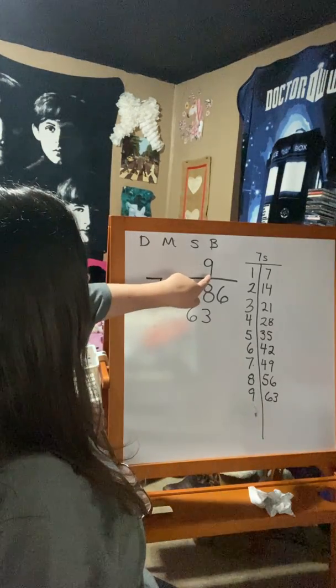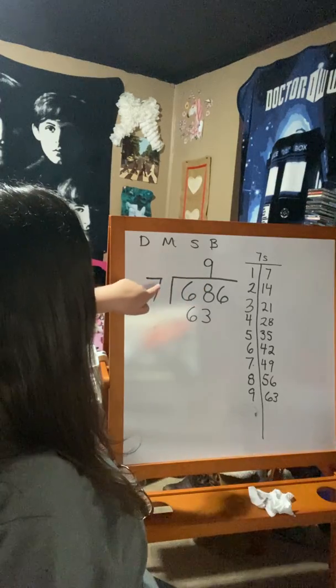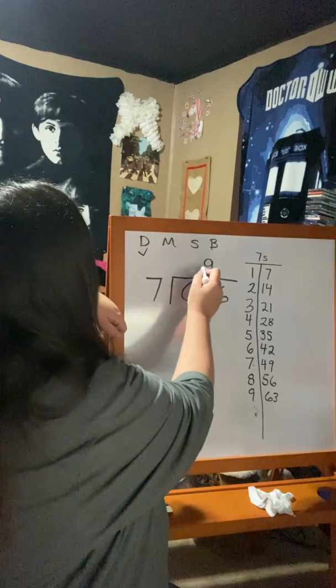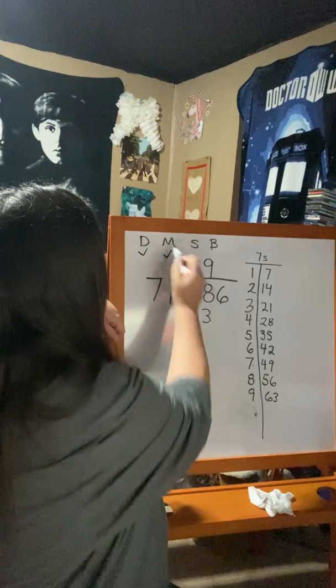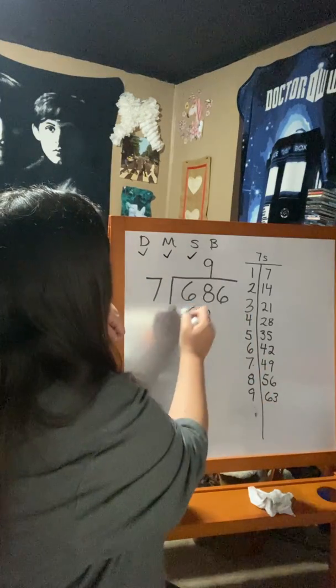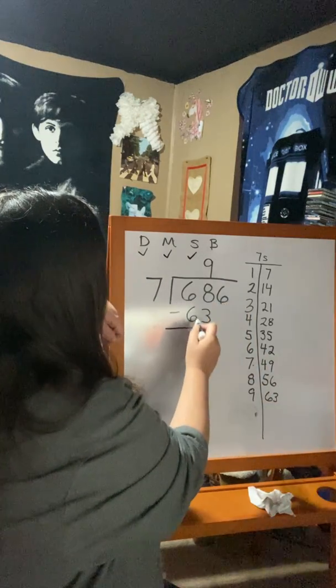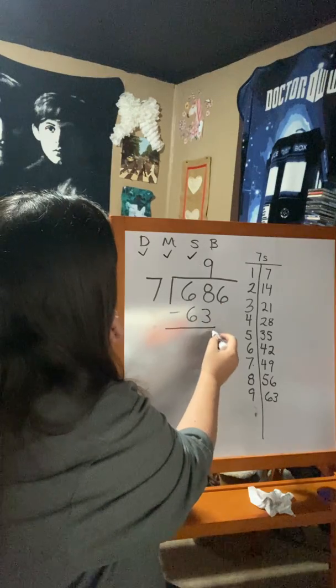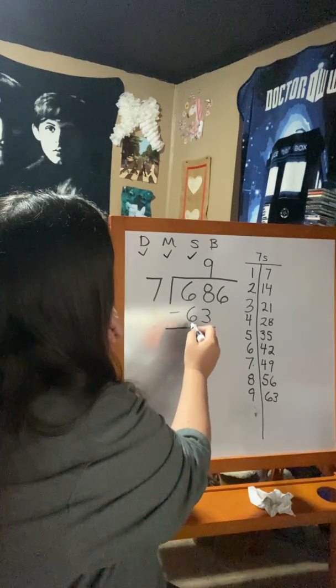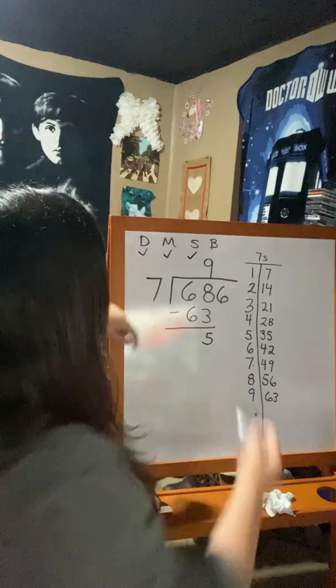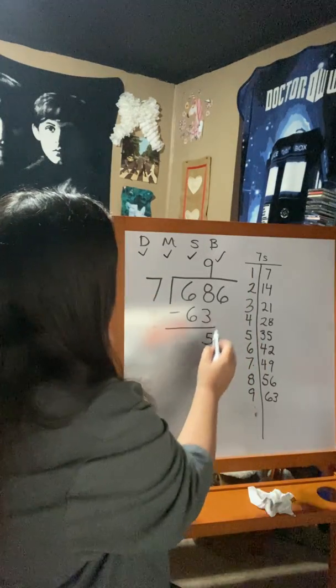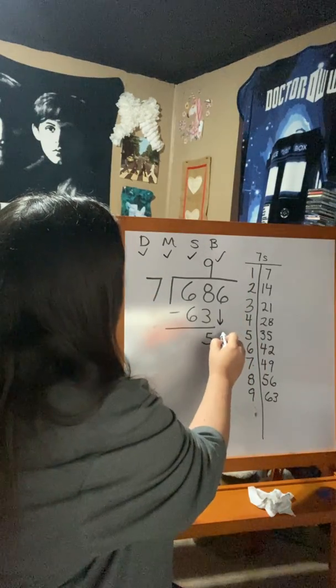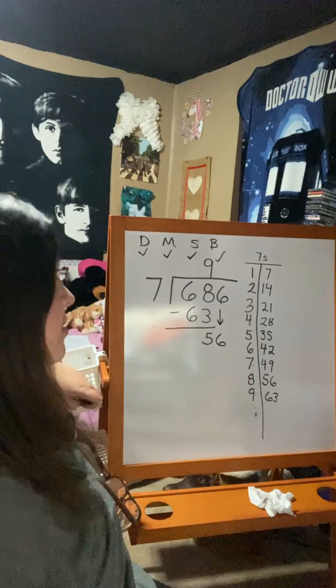So we divided and made that a 9. Now we multiplied. 9 times 7 is 63. So now we need to subtract. 68 minus 63 is 8 minus 3 is 5. 6 minus 6 is nothing. And so now you got 5, now we need to bring down. So we're bringing down that 6 to say 56.